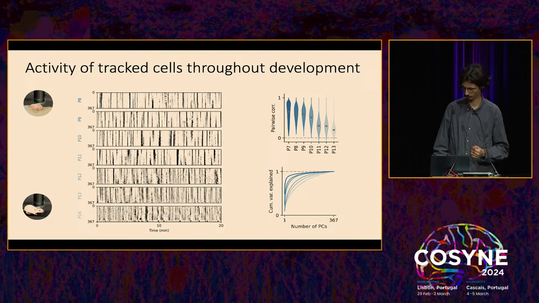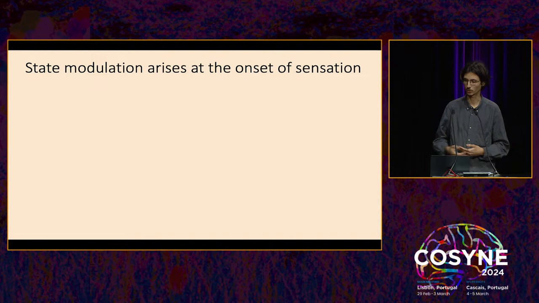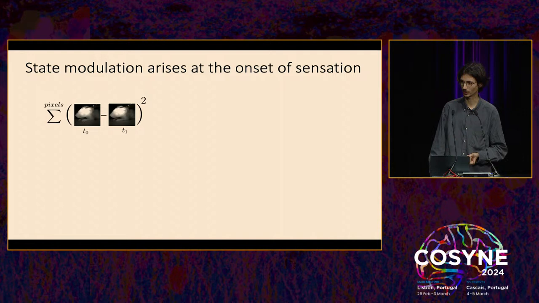So once we have these matched recordings, we can finally go on to test our big hypothesis about state modulation and to see if it really does arise at this period, at the onset of sensation. And for this, we need a behavioral readout of state. For now, we just use this very crude metric that has been used previously in the literature, but it suffices for our purposes.